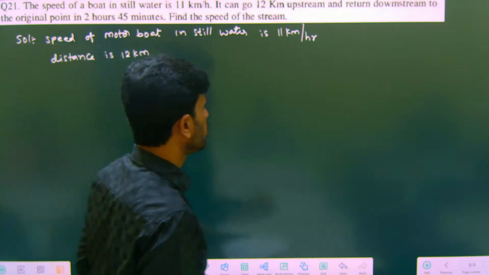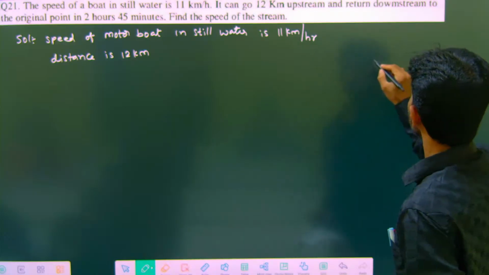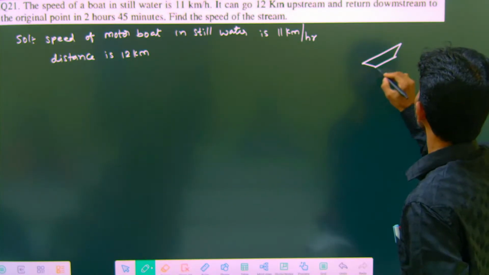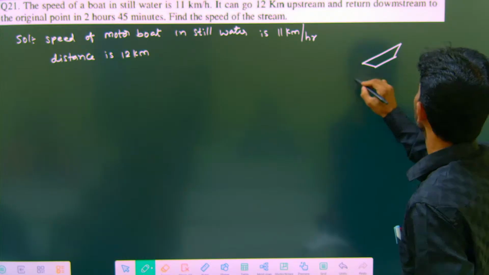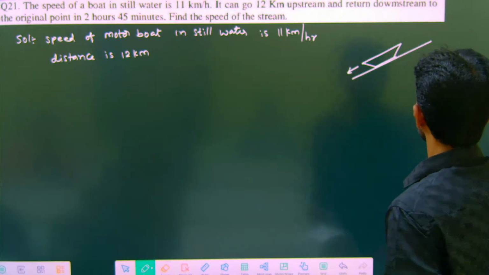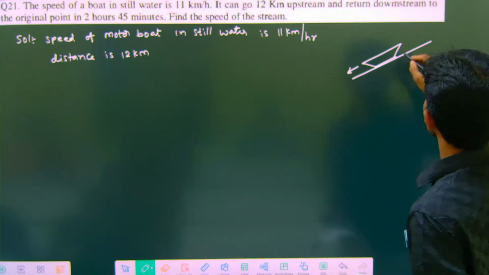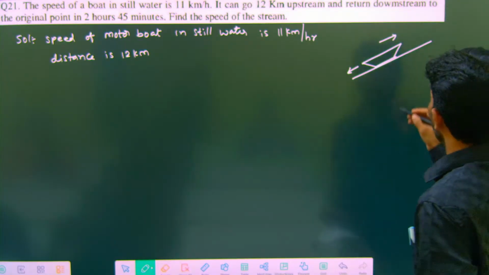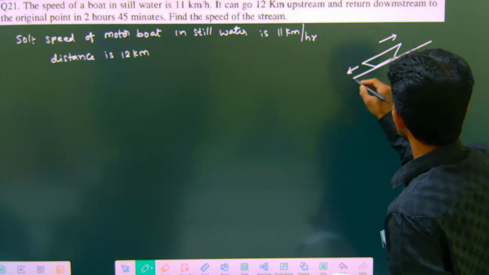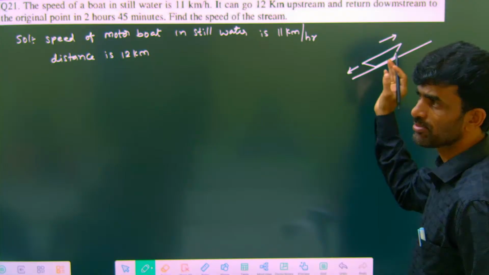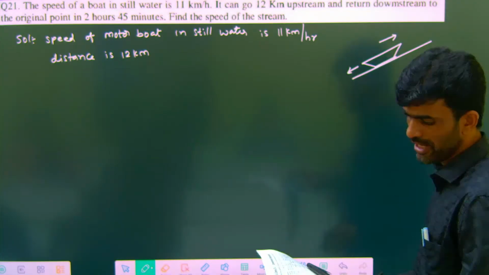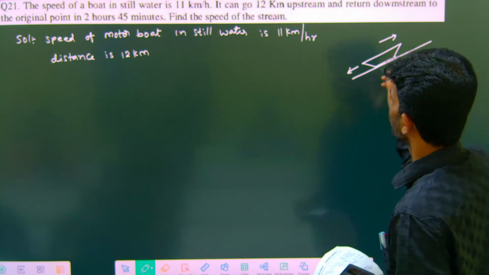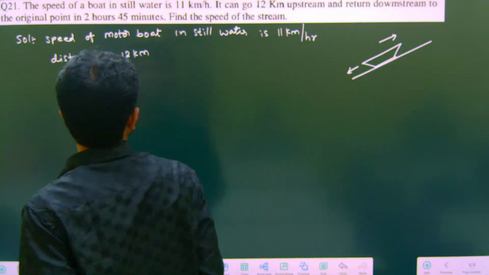But here, one thing you have to know when it is motor boat, there will be two types of streams, upstream and downstream. So when it is going in downward direction, we call it as downstream. The same boat, if it is going in upward direction, we call it as upstream. When it is going downward, speed of the boat and speed of the stream will be added. They are asking to find speed of the stream.